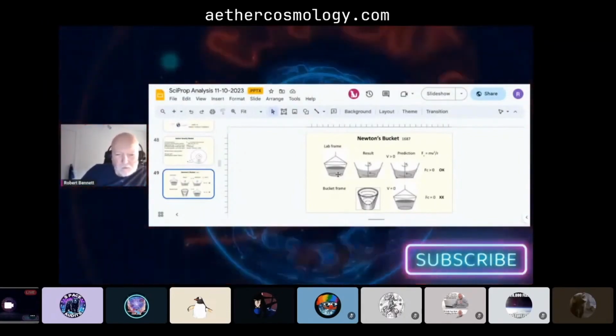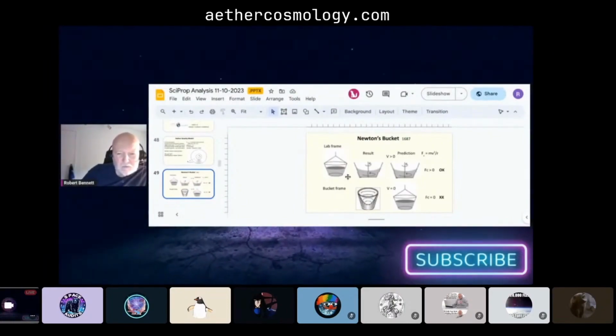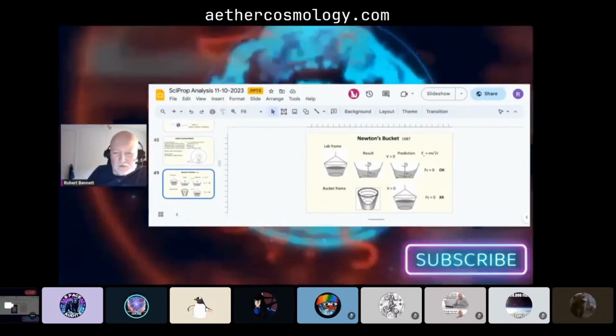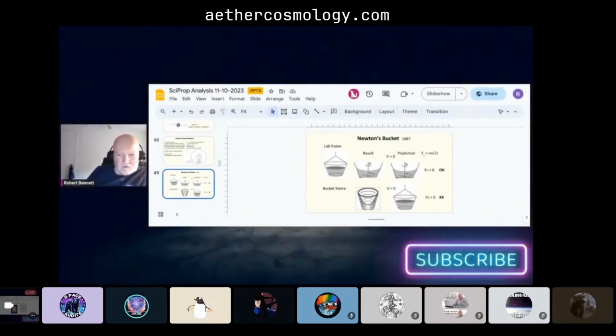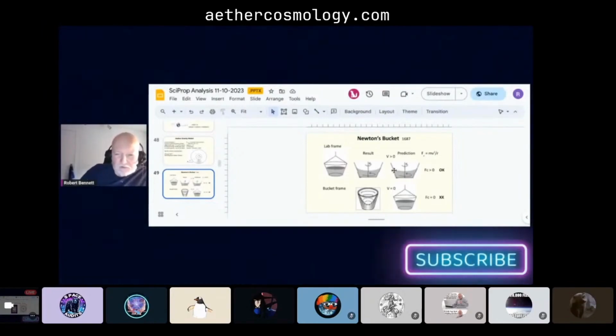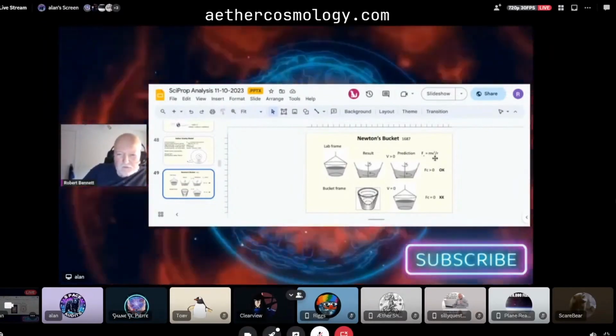So we start with stationary water in the lab frame. And remember, Newton is looking at this because he's standing stationary on Earth, and that's the lab frame. What you see after the water starts spinning with the bucket is a depression in the water in the center. You get a vortex, a whirlpool formed, and you can predict that that is going to happen by using Newton's law for centrifugal acceleration, mv squared over r.